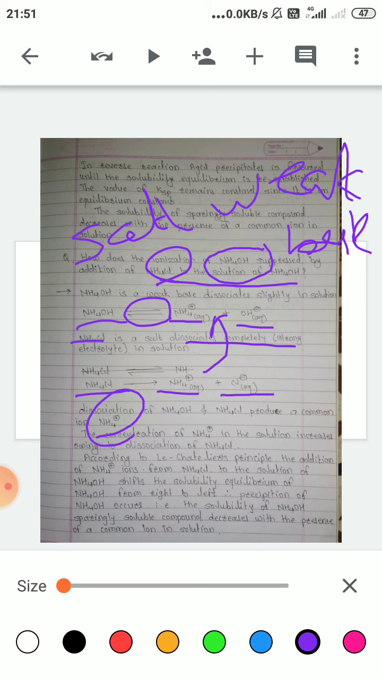Therefore the concentration of NH4 plus ion in the solution increases, and according to Le Chatelier's principle, the addition of ammonium ion from ammonium chloride to the solution of ammonium hydroxide shifts the equilibrium from right to left. That is, a common ion reduces the dissociation of weak electrolytes.